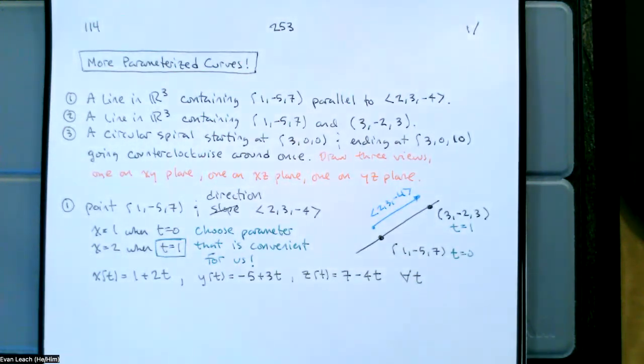Once again, we were able to do this because we were able to choose a parameter that was convenient for us. There was no other instruction that said you had to end up at (3, -2, 3) at a certain point. We get to decide when that happens.